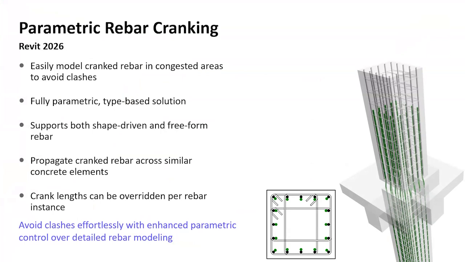In the past, we've had bend and rebar lapping. Now we have rebar cranking. One can define the crank parameter as a type or instance property. You can dynamically adjust crank geometry based on the host element changes. So rebar adapts automatically to modifications in concrete cover, member size, or rebar set layout.